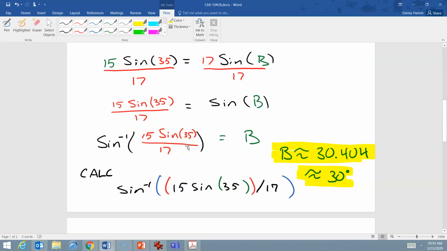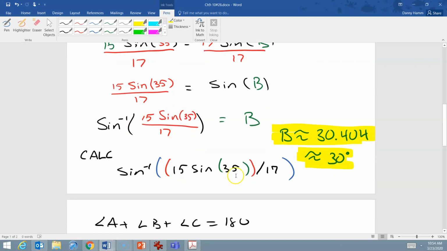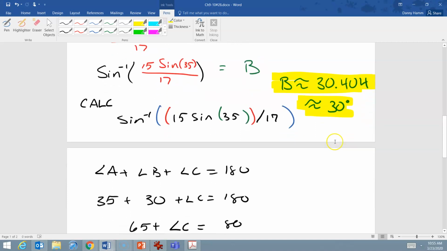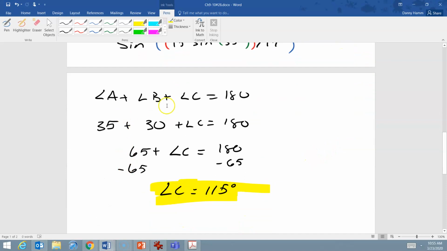Now, some of you, in putting that into your calculator, it can look just like this, but some of you need to be a little bit more diligent with your parentheses. So I color-coded them here. So you'd have sine to the negative first. You'd have one set of parentheses for that value, another set of parentheses for the numerator, 15 sine of 35, and then divided by 17. You don't need to put the 17 in parentheses, but if you choose to do so, that is fine too. And in doing so, we'll get about 30.404, and it wants us also to round to the nearest whole number, which is 30 degrees.